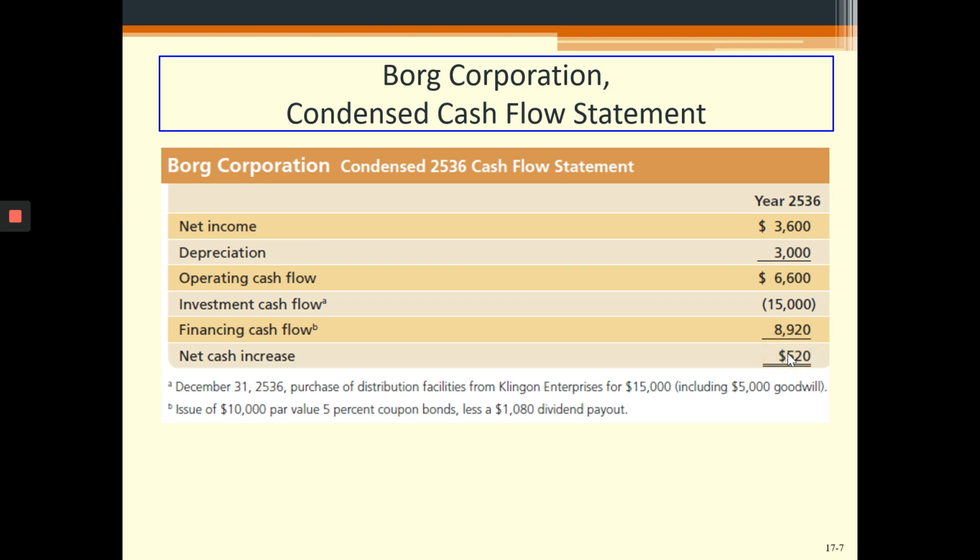So if you go back a few previous slides or within this video, you'll find that the cash flow for the year 2535 will be 1,480, and the cash flow for the year 2536 is 2,000. So the difference is this 520, which you can see in the last line, which is net cash increase.